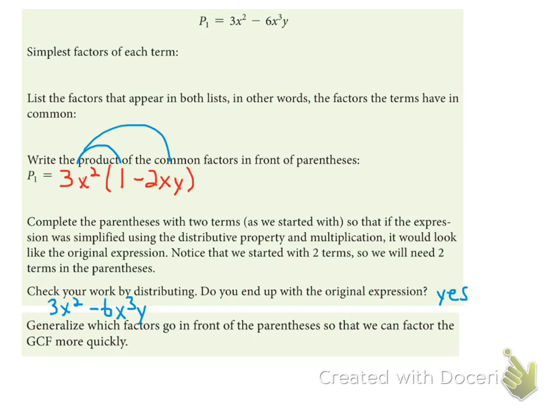We write this in front of a set of parentheses and fill them with the 3 terms that would get us back to the original expression if we use the distributive property. So factored form would be 7WZ out in front, and then in parentheses 2x minus 4z squared plus 1. Any questions on that?